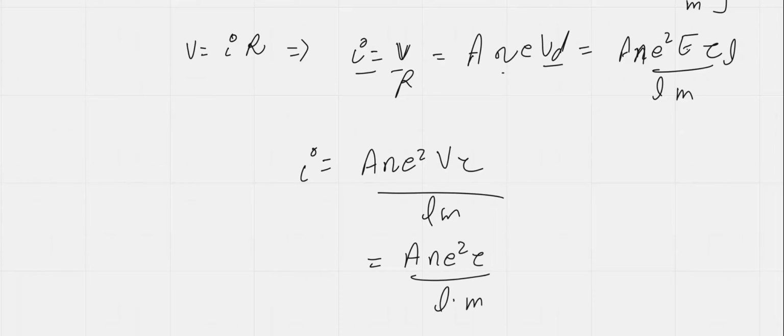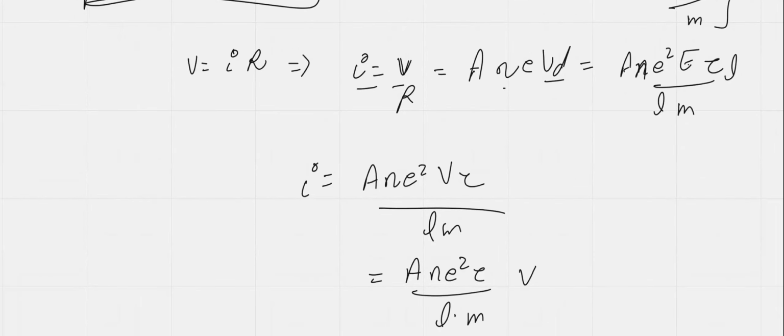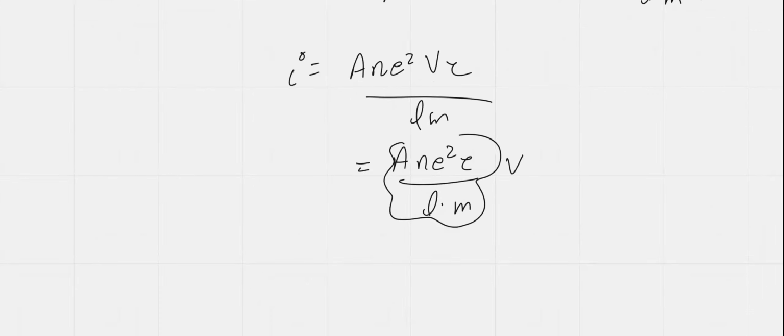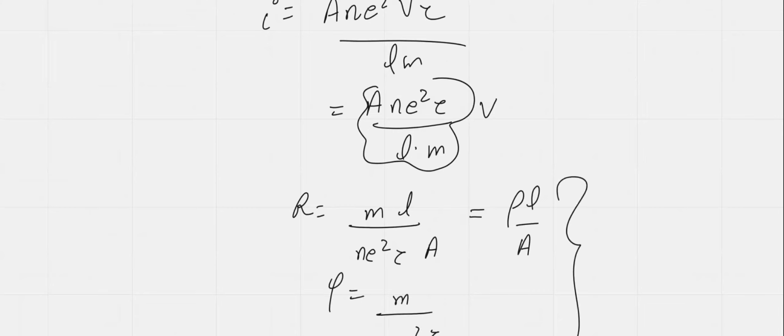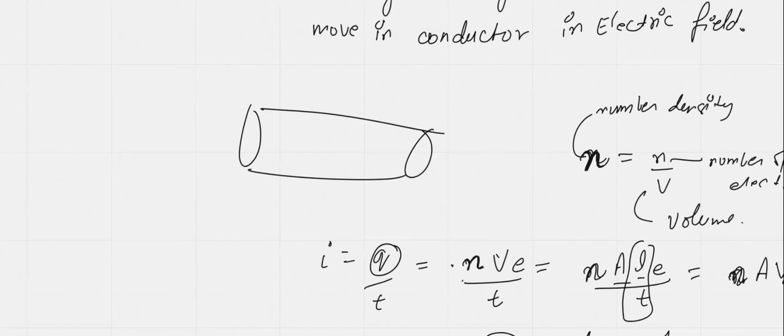Isn't this whole thing looking like the reverse of R? So you can say that R is equal to m L divided by n e square tau times A. Isn't it? If I compare it with rho L by A, what you said is that rho is nothing but m by n e square tau. This is the formula for all the things we have got till now.